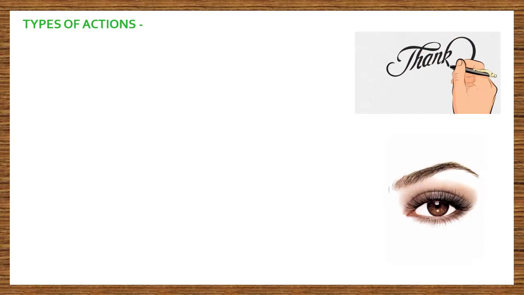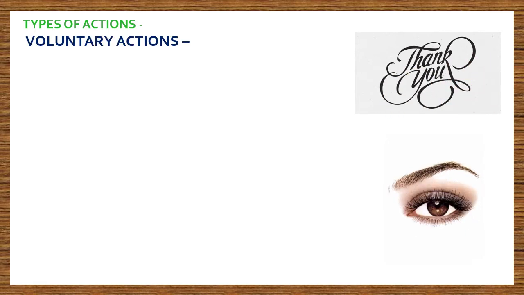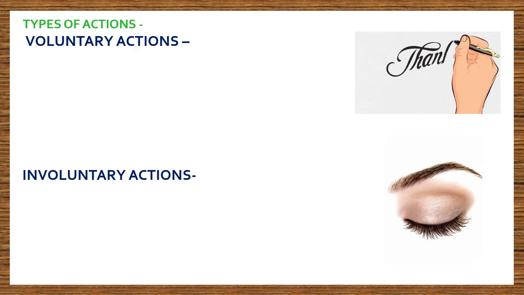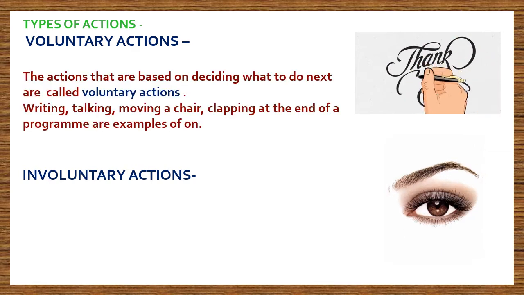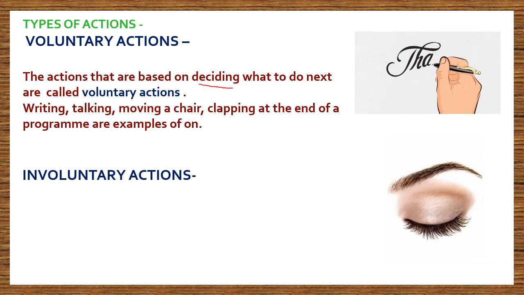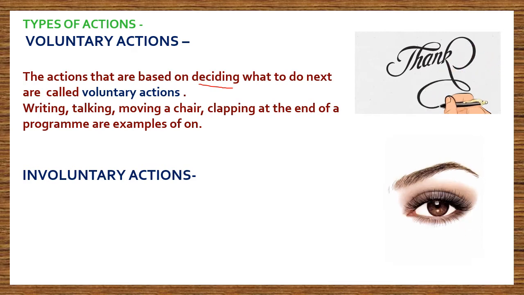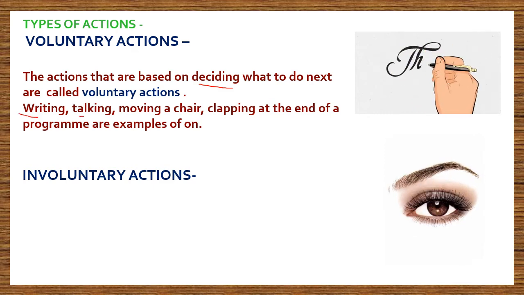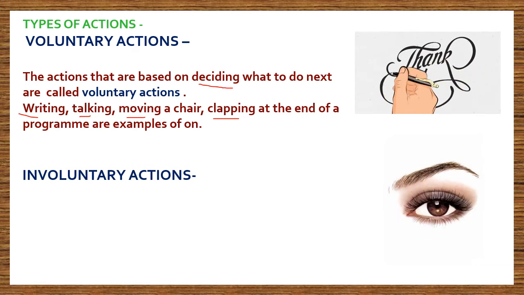On the basis of thinking, we can say there are two types of actions. Number one is voluntary action and number two is involuntary action. What are voluntary actions? After all these discussions, I think you know it well that the actions that are based on deciding what to do next are called voluntary actions. After thinking, they are done, means they are controlled. For example, writing, talking, moving a chair, clapping at the end of the program. These are the examples of voluntary actions.